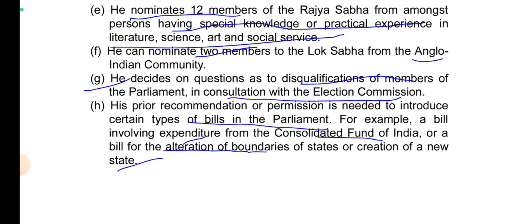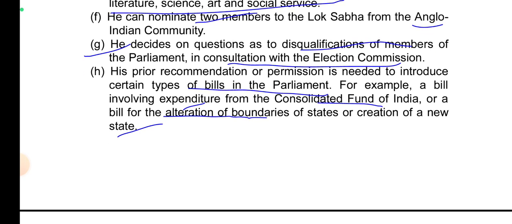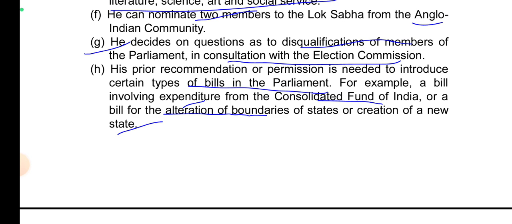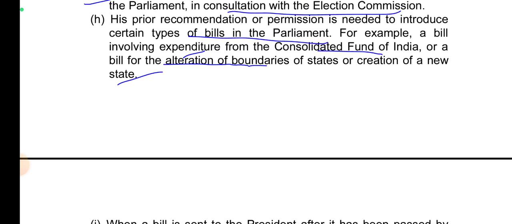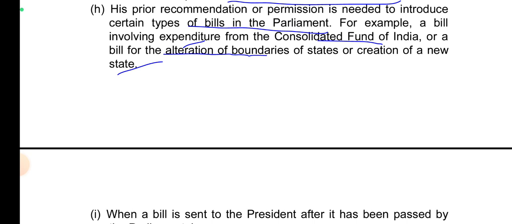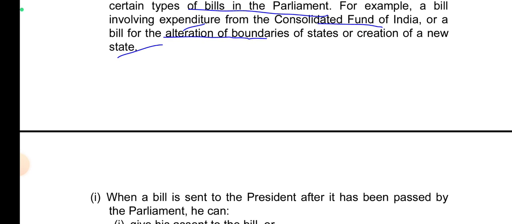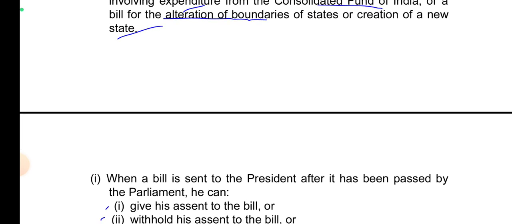He nominates 12 members of the Rajya Sabha from amongst persons having special knowledge or practical experience in literature, science, art and social service. He can nominate 2 members to the Lok Sabha from the Anglo-Indian community. He decides on questions as to disqualifications of members of the Parliament in consultation with the Election Commission. His prior recommendation or permission is needed to introduce certain types of bills in the Parliament. For example, a bill involving expenditure from the Consolidated Fund of India, or a bill for the alteration of boundaries of states or creation of a new state.